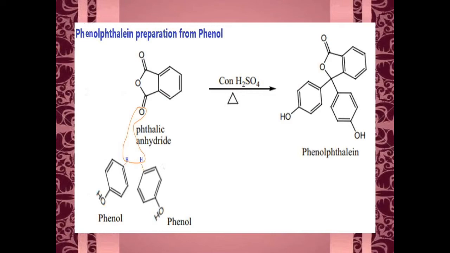Another important reaction of phenol is phenolphthalein preparation. Phenolphthalein is prepared when phthalic anhydride, whose formula is given here, is reacted with 2 moles of phenol. One of the hydrogens is projected in that phenol. So we are going to remove the water in the presence of concentrated sulfuric acid. This concentrated sulfuric acid is an important dehydrating agent, so that the water is removed like that. So we get phenolphthalein. See the product here.